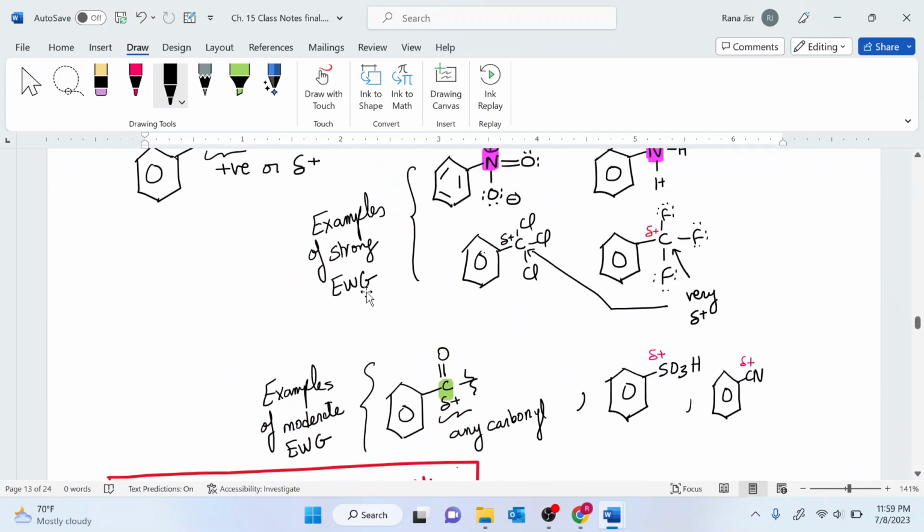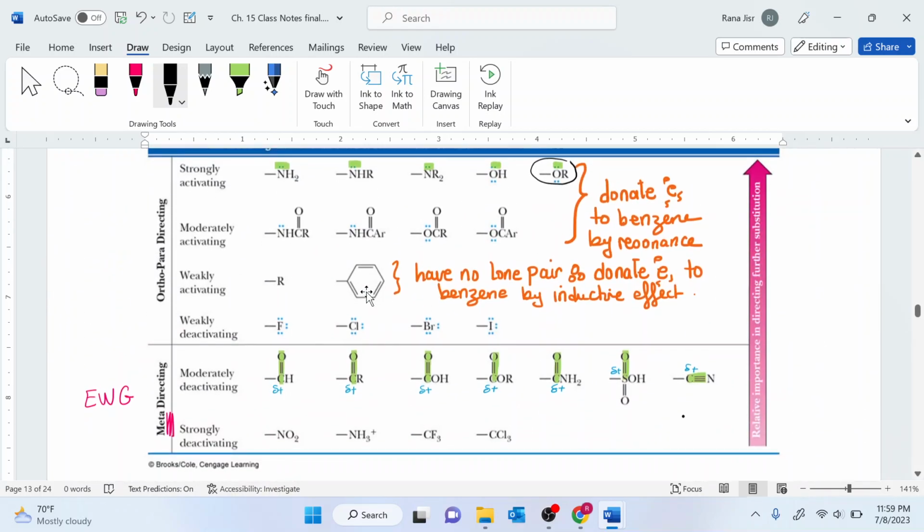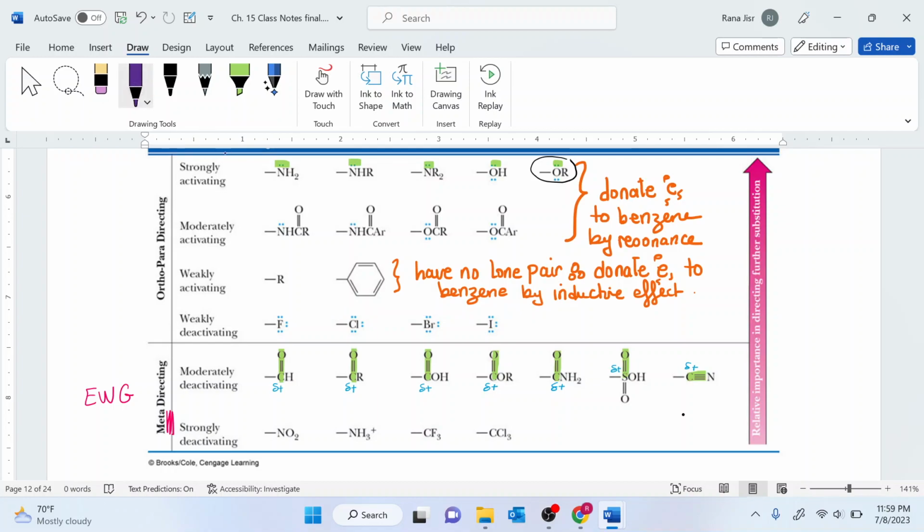So back to the table. Halogens are considered to be weak deactivating groups, but they direct the ortho and the para position. So to sum up, activating groups direct the ortho and the para position. Deactivating groups direct the meta position. Halogens are deactivating, but they direct the ortho and the para position.